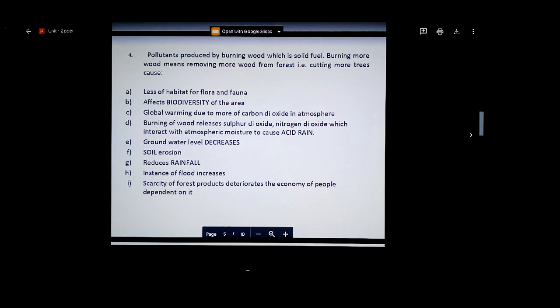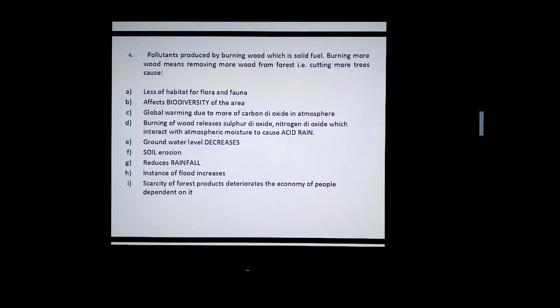And these pollutants are produced by burning wood, which is solid fuel. Burning more wood means removing more wood from the forest. Cutting more trees causes deforestation and less habitat for flora and fauna, which are endangered. Animals will get endangered and extinct. Nowadays, whatever flora and fauna we are seeing is only 50%, children. Lots of animals, plants, and insects became extinct. They are not seen anymore.